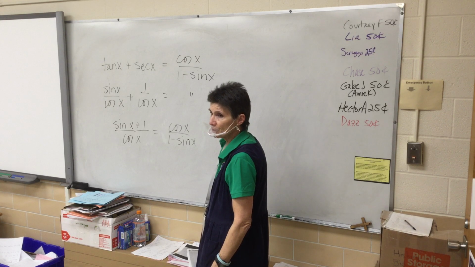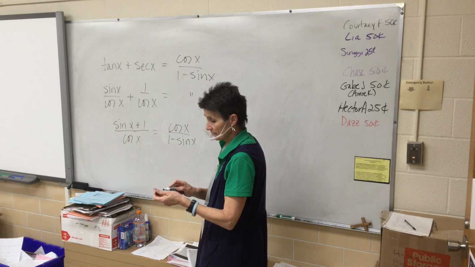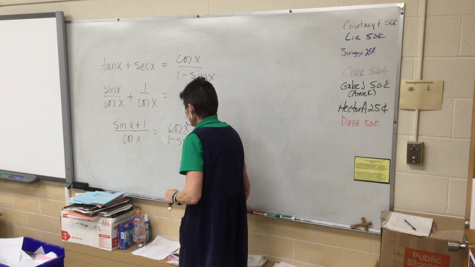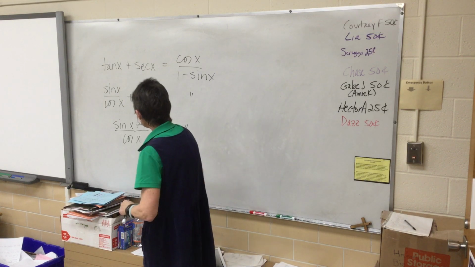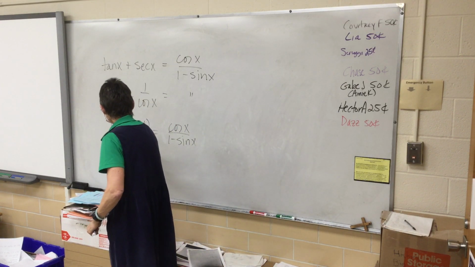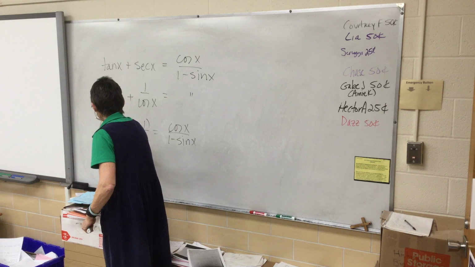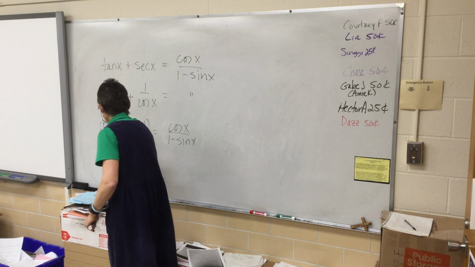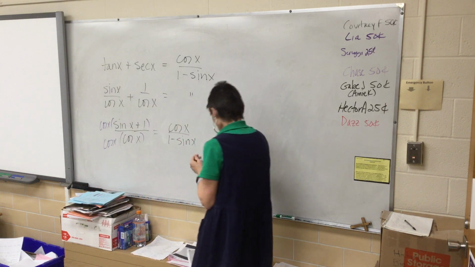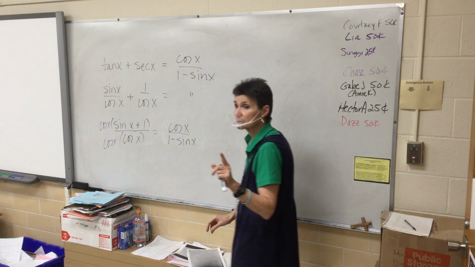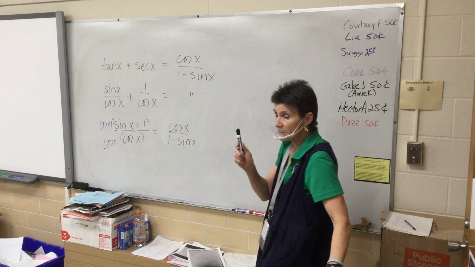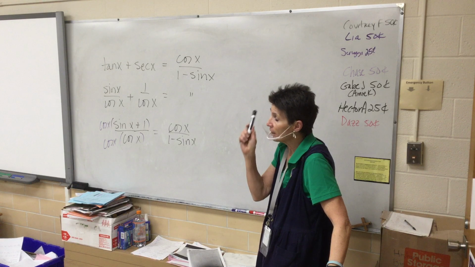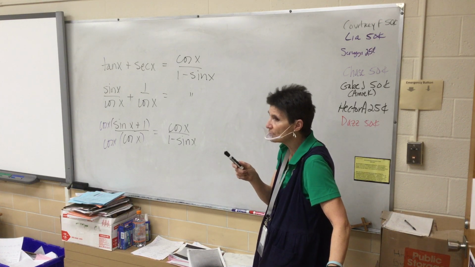So here's what we're going to do. Hang on to your hats. This is where we've got to get creative. I am going to multiply the top and the bottom by cosine. Now, first of all, that's legal. And second of all, before you ask me, how did you know to do that?